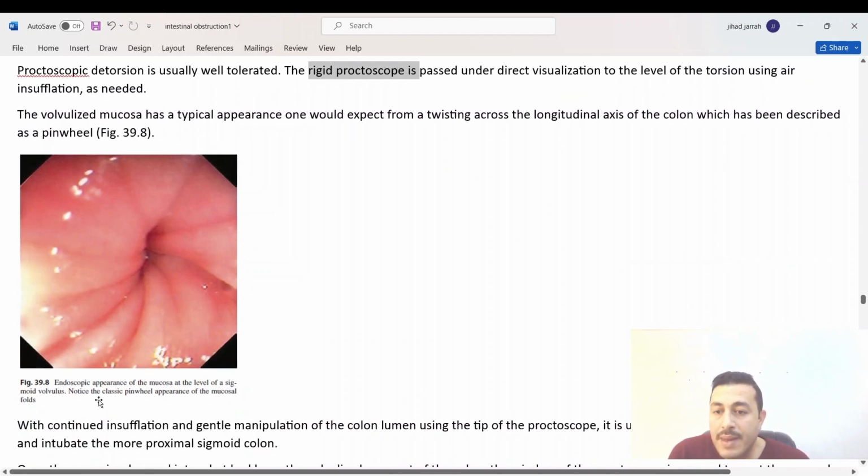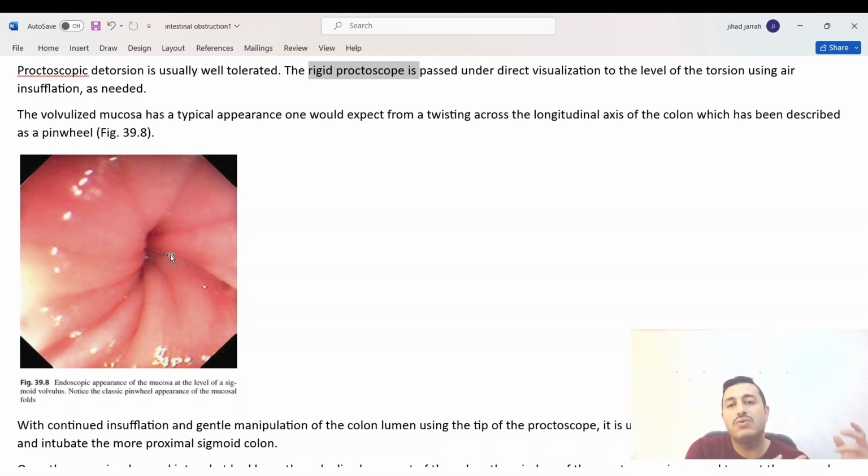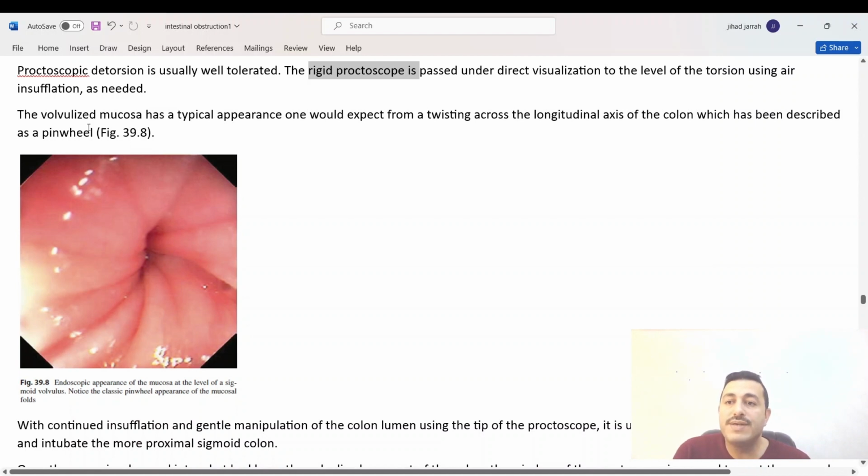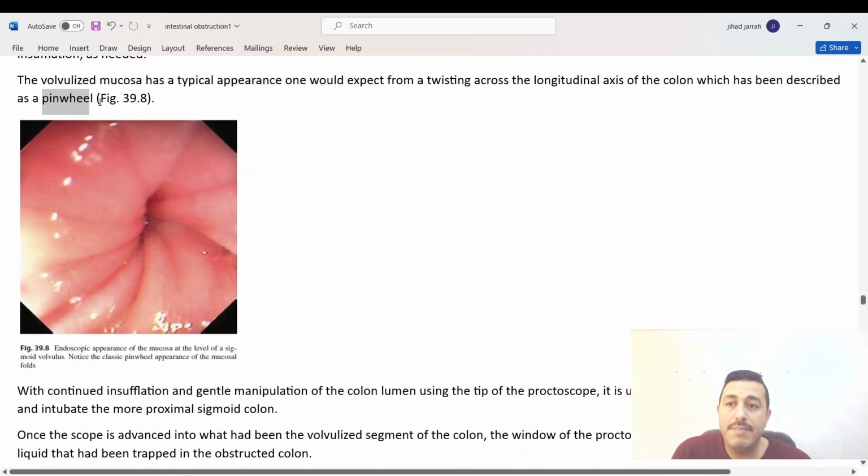It's called the pinwheel appearance. This is where the limb of obstruction happens, and actually I practiced this before. When you do reduction, you will notice a significant amount of gas and particles, feces comes out, and this means a successful detorsion happened. So this is the volvulized mucosal appearance. You can see it here, how it looks, and it's described as a pinwheel appearance.